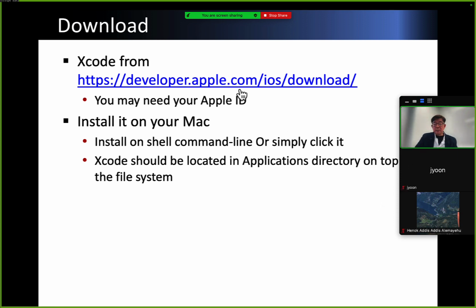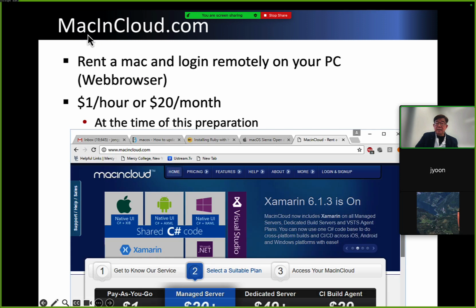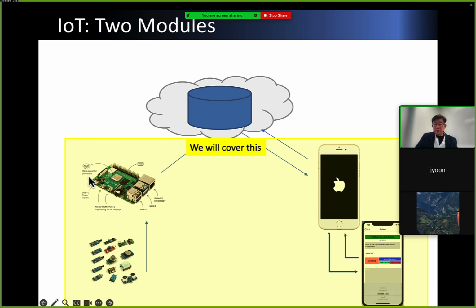Xcode can be downloaded. If you do not have Xcode on your MacBook, please download and install it. If you do not have a MacBook, then you can subscribe to Mac in Cloud, as I showed you, so you can use it. The version is maybe upgraded right now. And for IoT, we're going to use this Raspberry Pi. So we start with the Raspberry Pi and connect some sensors and actuators. Here we have the pins, right? Pinouts.